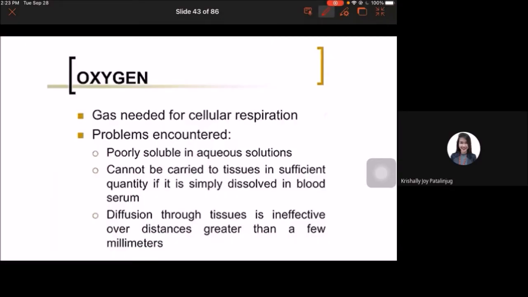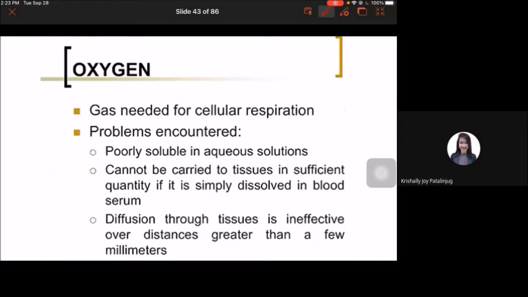So with regards to oxygen, I repeat, this is very important for cellular respiration. This is somehow a basic knowledge to every one of us. It is important for cellular respiration. Indeed, we need oxygen. In our body, it is needed by different cells, different tissues. It has to be distributed. However, the problem with oxygen is that it has many challenges that can be encountered, especially upon distribution.